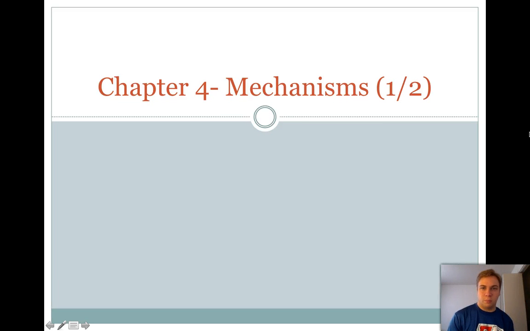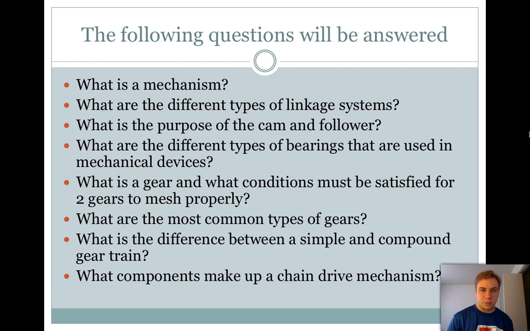Alright, Chapter 4, Mechanisms, Part 1 of 2. The following questions will be answered. What is a mechanism? What are the different types of linkage systems? What is the purpose of the cam and follower? What are the different types of bearings that are used in mechanical devices?